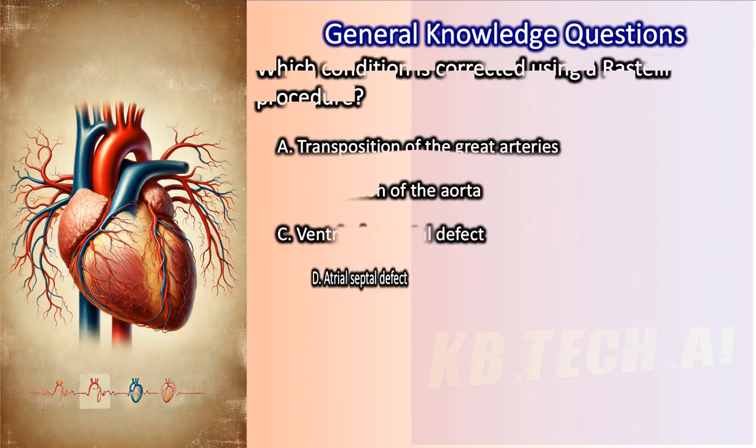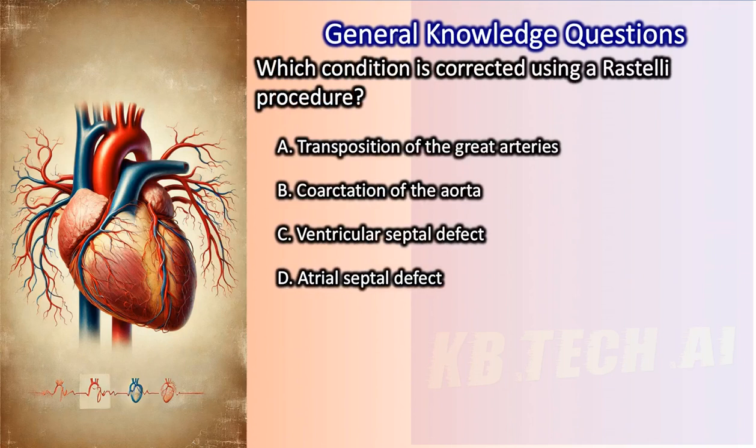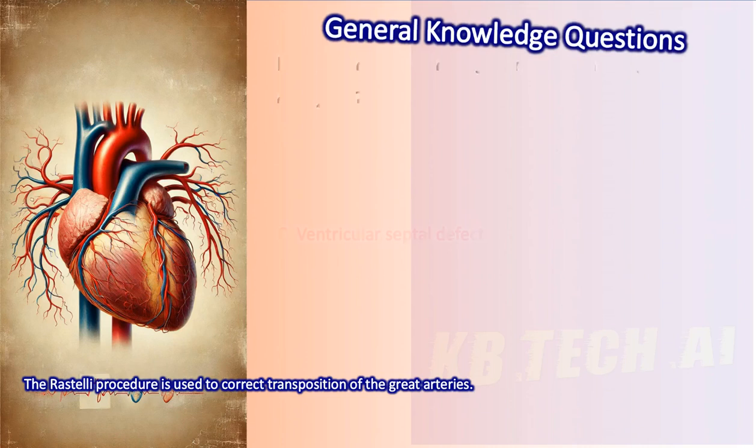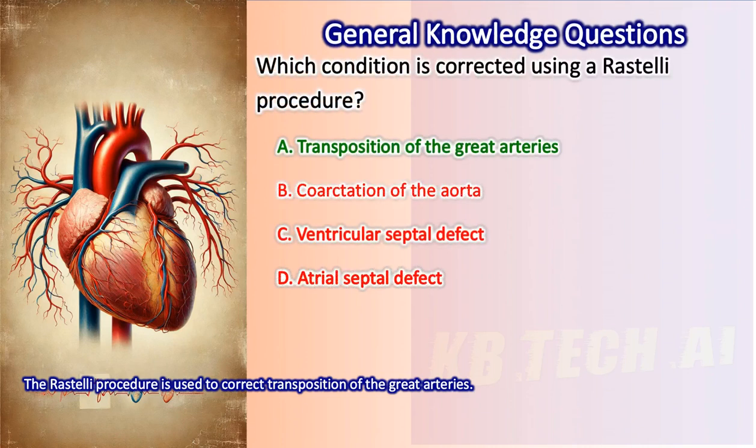Which condition is corrected using a Rastelli procedure? Option 1, transposition of the great arteries. Option 2, coarctation of the aorta. Option 3, ventricular septal defect. Option 4, atrial septal defect. The answer is option 1, transposition of the great arteries.